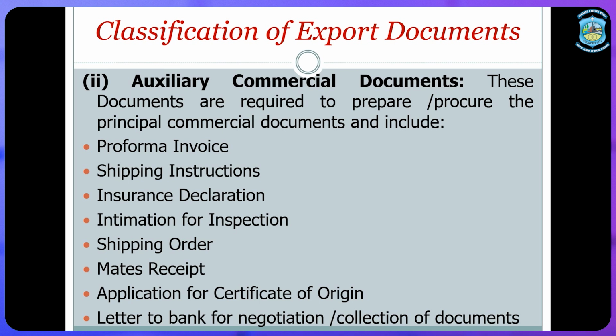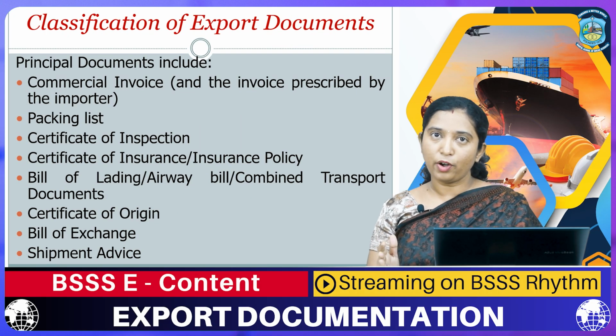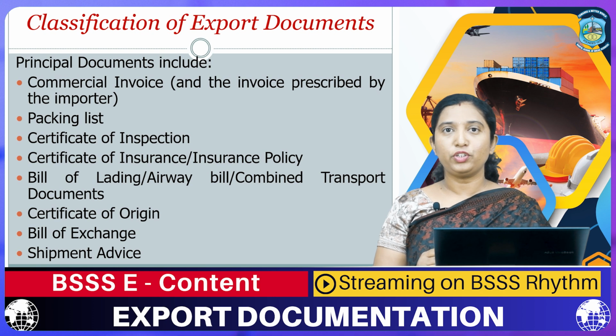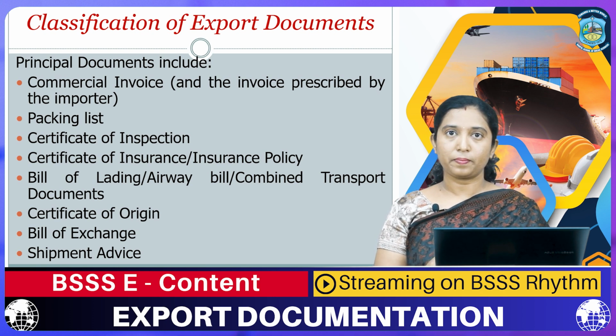Auxiliary documents are the base documents on the basis of which principal commercial documents are made. It involves pro forma invoice, shipping instructions, insurance declaration, shipping order, mate's receipt, etc. Principal documents and auxiliary documents fall under commercial documents. Now, let us understand what are regulatory documents.